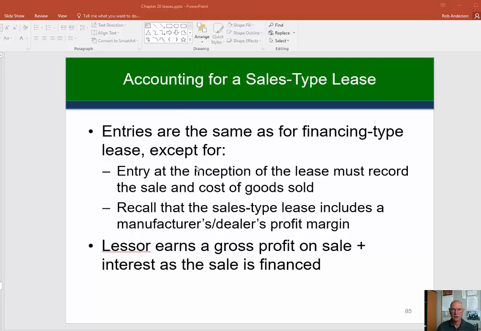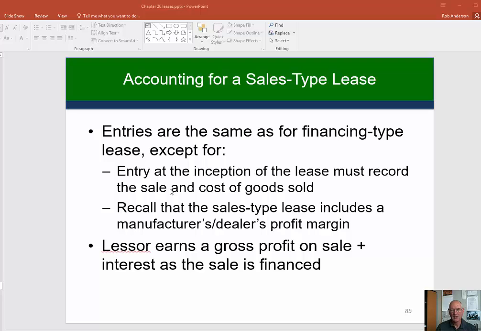So you'll note that the entries are really the same, except that the dealer is not going outside to a supplier and buying the goods or the equipment to lease it to the lessee. Instead, it is part of their inventory. They own it already, and they're going to make a profit when they sell it. And even though we're not really selling it, we still treat it mostly as a sale.